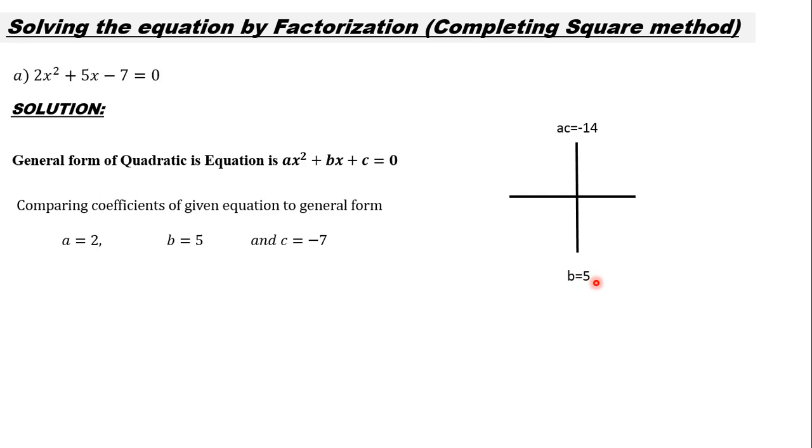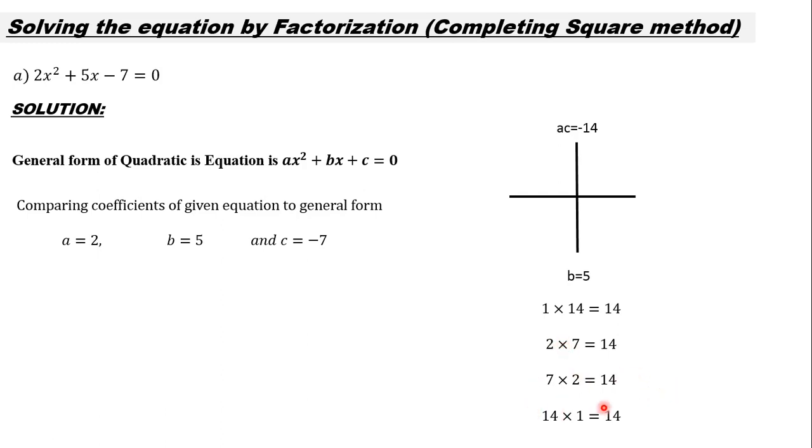Now you have to look for two numbers which when multiplied give you minus 14 and which when added give you 5. For those two numbers, simply find all the factors of 14. Factors of 14 are going to be 1 into 14, 2 into 7, 7 into 2, 14 into 1. Now you have to select a suitable pair which when multiplied gives you 14, and when added gives you 5. So this 2, 7 or 7, 2 is the best pair.